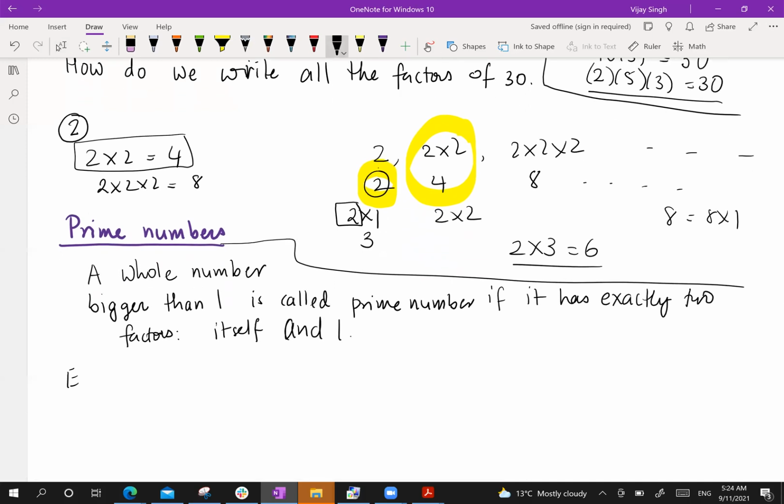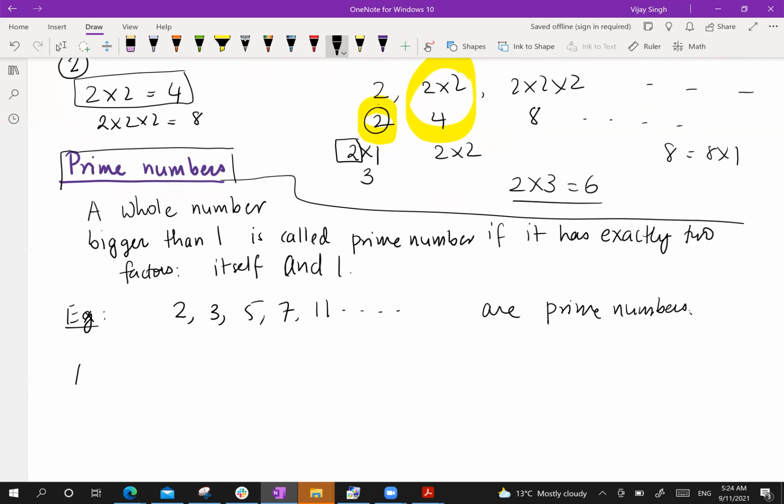Okay, so let's look at some examples. 2, 3, 5, 7, right? 7, there is no factor, you can check. 9 is not, 11, and so on. So these are prime. Okay. So what shall we call numbers which are not prime? We need to give them a name. So we will call them composite. So a whole number which has more than two factors is composite.